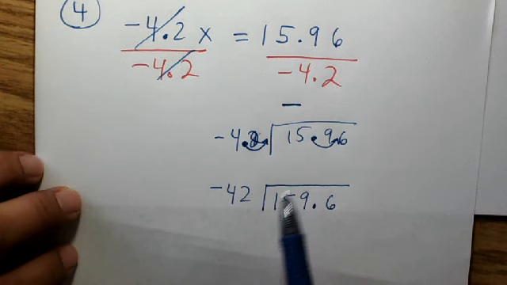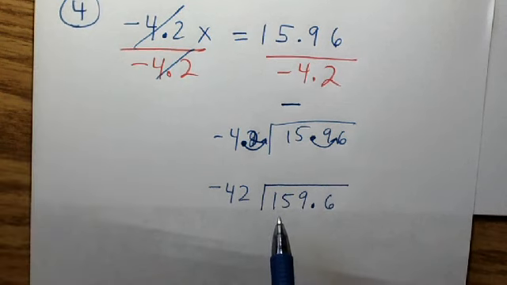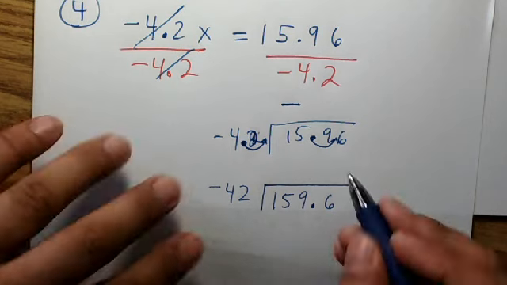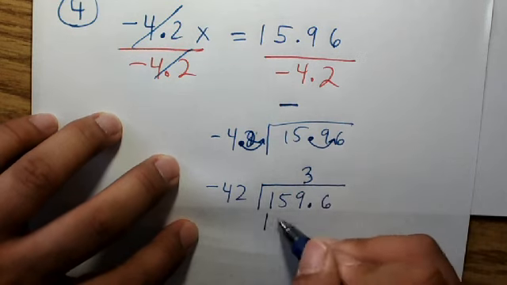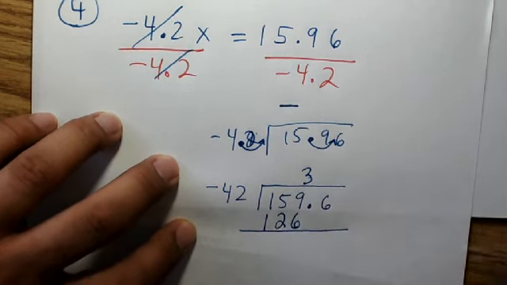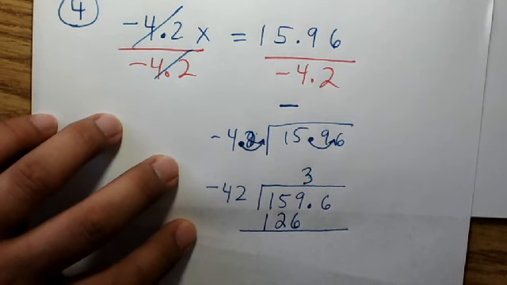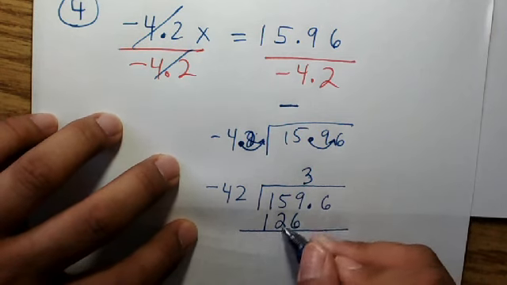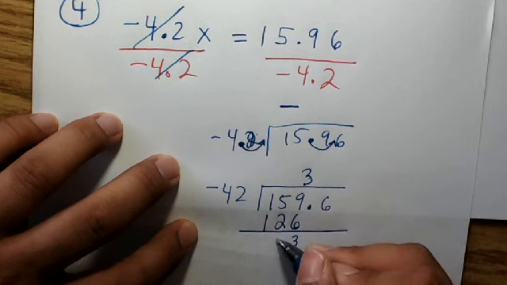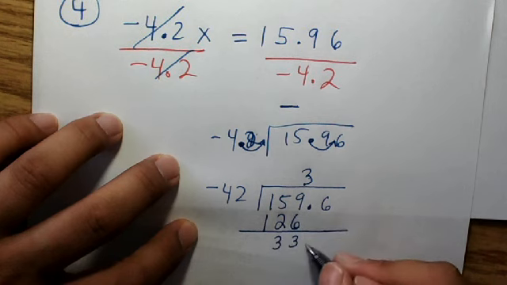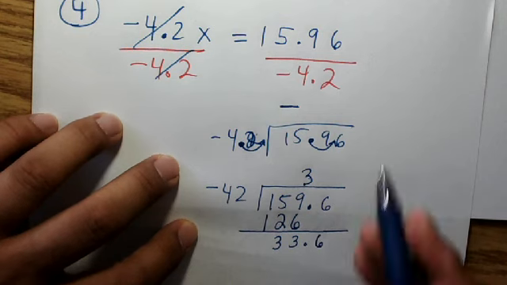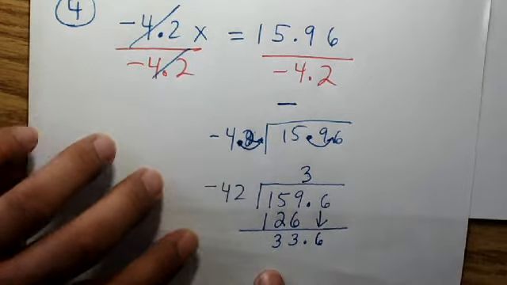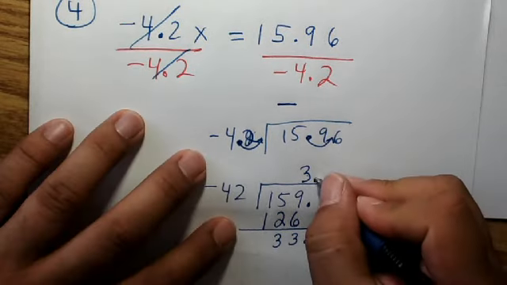Now I ask myself, how many times does 42 go into 159? 2 times. 3 times. Very good, 3. Because 42 times 3 is 126. This would be 3. And then right here you have a 6. But then don't you have to move the decimal place? No, we're good here. We just need to place our decimal right here.